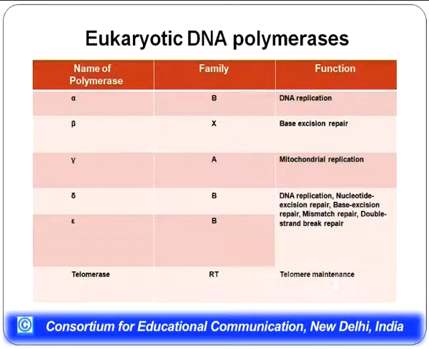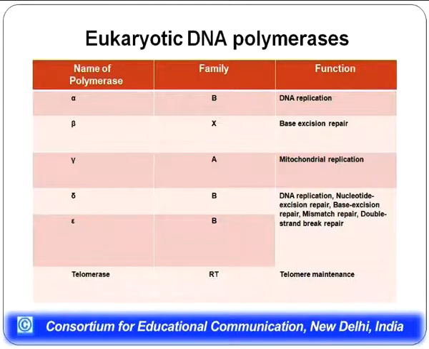Alpha polymerase comes under family B, and this enzyme is the initiating enzyme of DNA replication. It also has a domain which helps in formation of RNA primer during the initiation of replication, whereas beta enzyme is involved in base excision repair during the replication. The gamma enzyme is basically not involved in genomic DNA replication, it is involved in mitochondrial DNA replication. The two other enzymes, namely delta and epsilon, are the enzymes which carry out the major chunk of replication of the genomic DNA in eukaryotes, and they also have many other characteristics like excision repair, mismatch repair, etc.